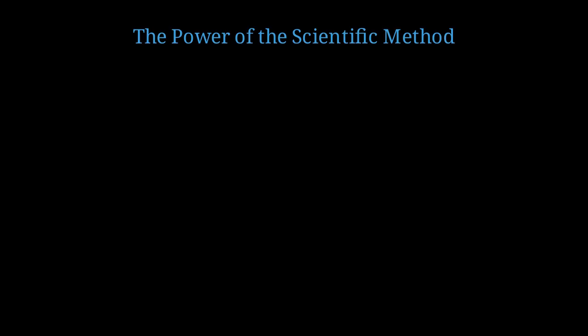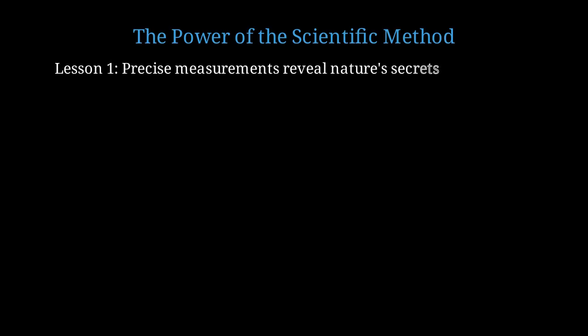Let's summarize what Binnig and Rohrer taught us about scientific discovery. Lesson 1. Precise measurements are the foundation of discovery. Binnig and Rohrer achieved sub-angstrom precision, allowing them to see what no one had seen before. Lesson 2. Models are essential for understanding data, but we must be willing to revise them when anomalies appear. The initial tunneling model was good, but incomplete.